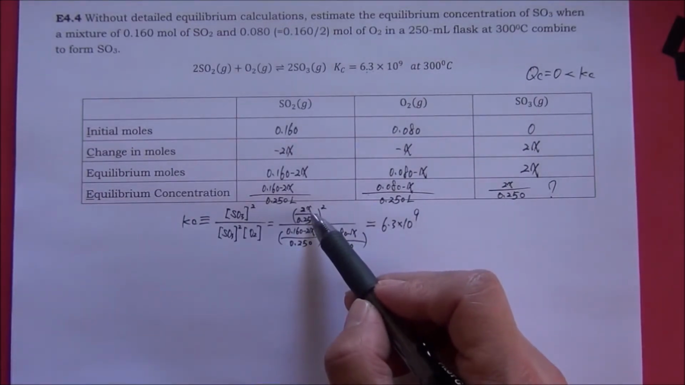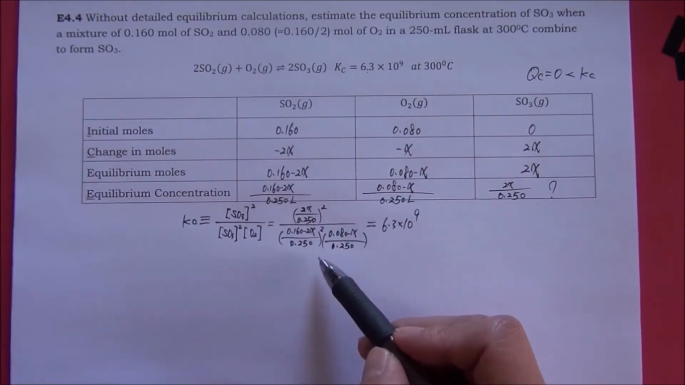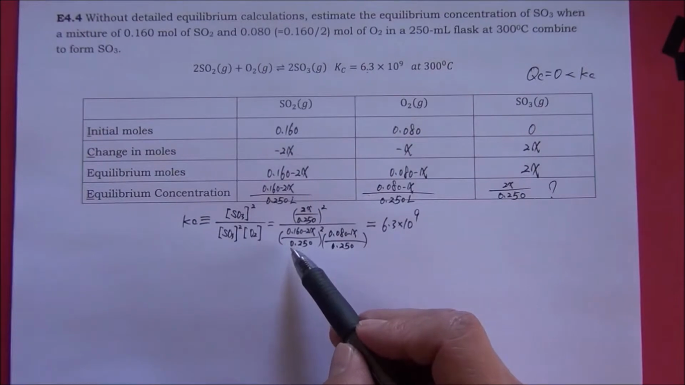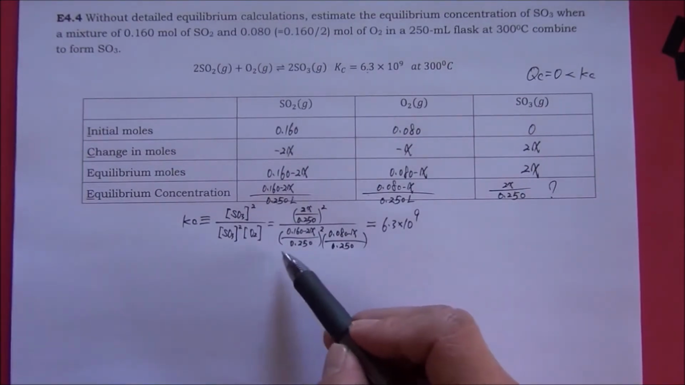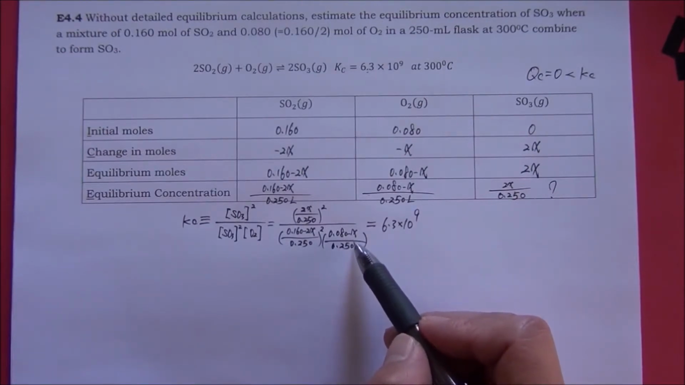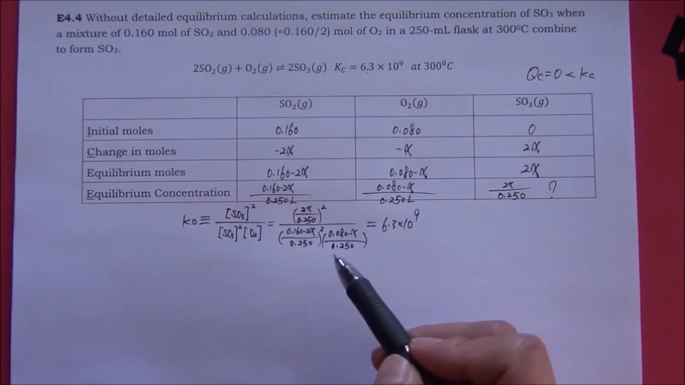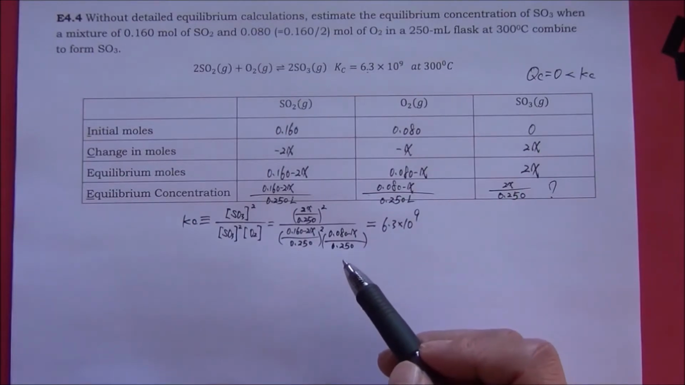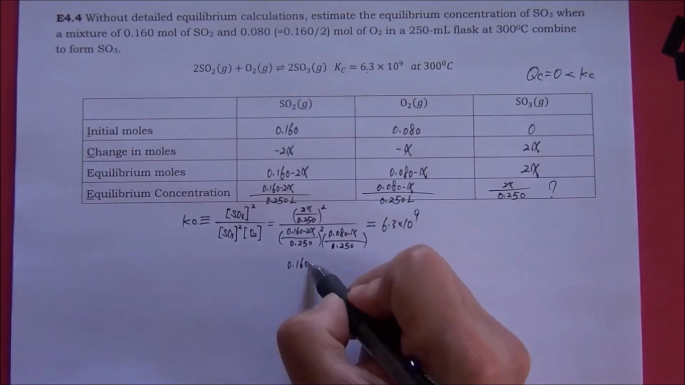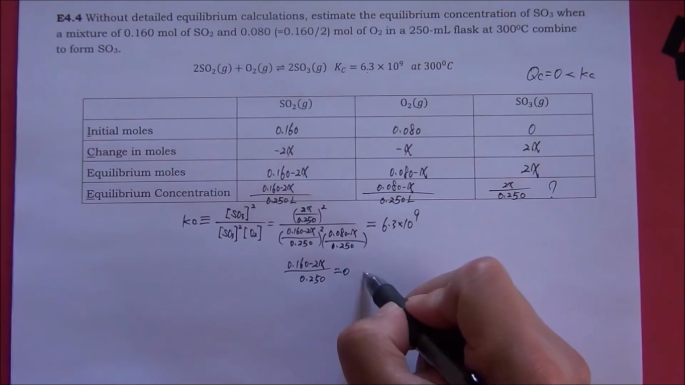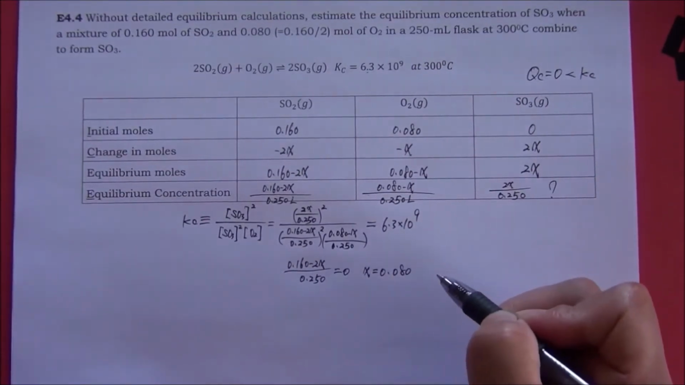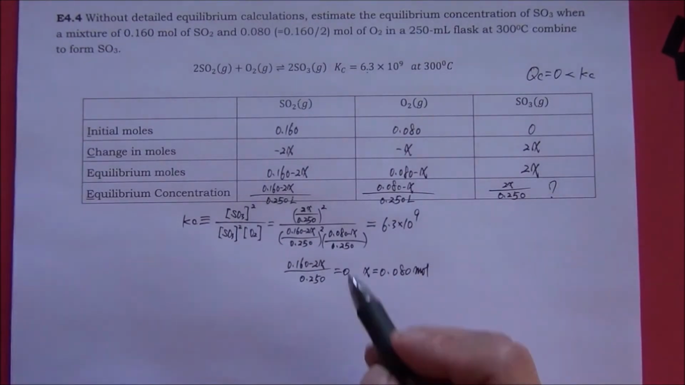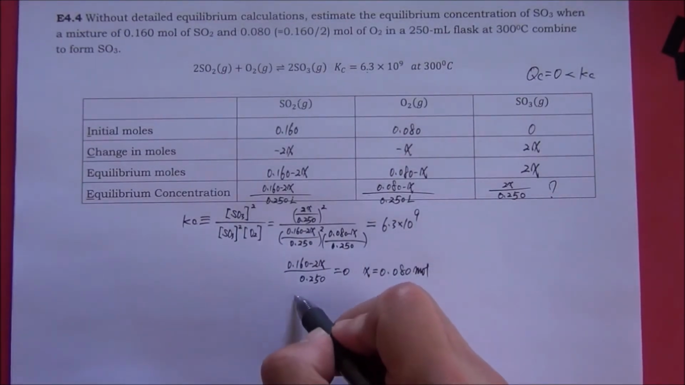We are looking for x. We don't know how large x can go, but we do know how small the denominator can go. The smallest number it can get will be close to 0, but not equal to 0. So let's set it equal to 0 and see what we can get. Then we get x equal to 0.080. This is moles.